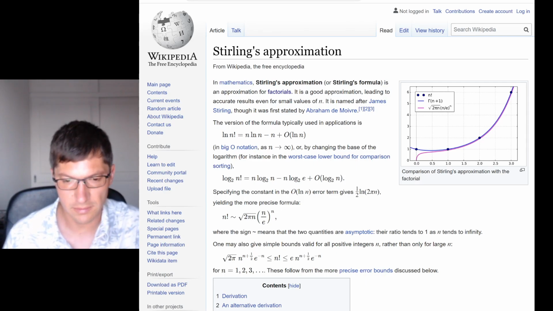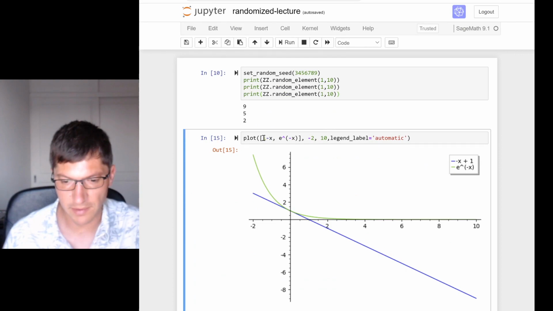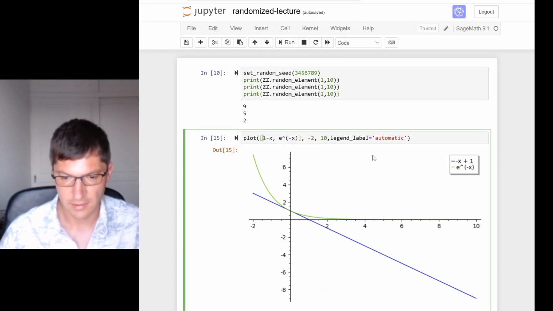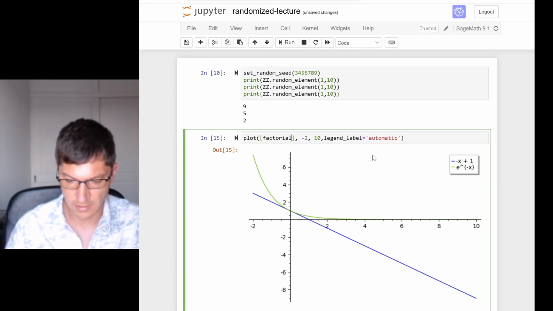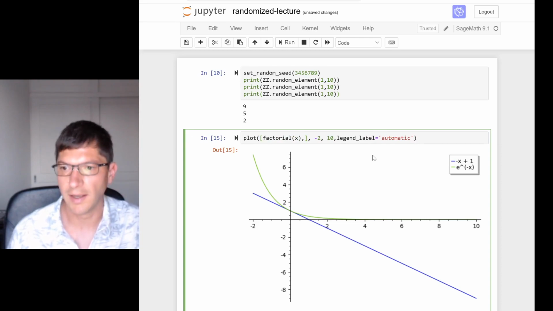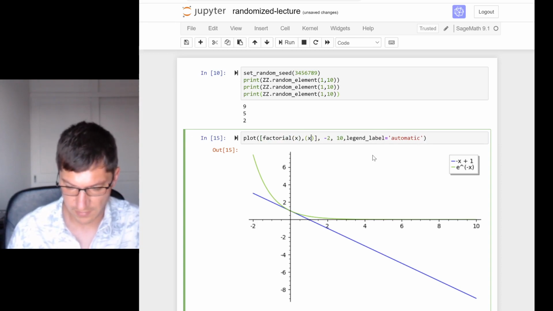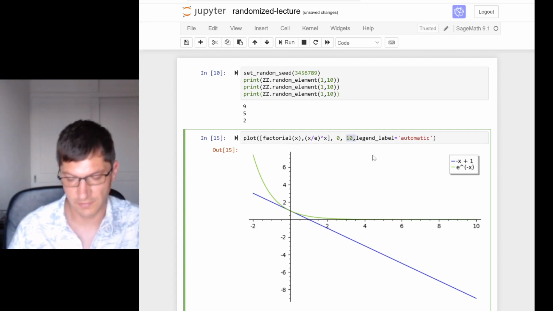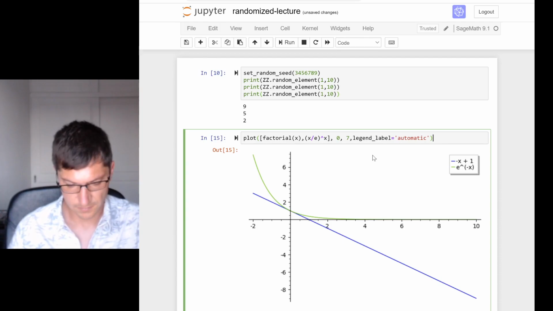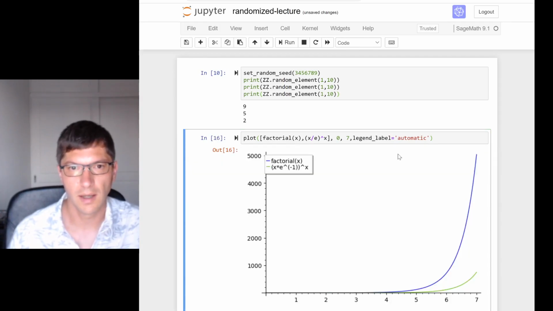Let's also check whether this actually makes sense, just as a sanity check. So let's draw the two functions. One is the factorial of x, and the other one is x divided by e to the power x, to the power x. And we'll go from 0 to 7. Yep, it looks sensible. The factorial goes quicker than x divided by e to the power x, to the power x.